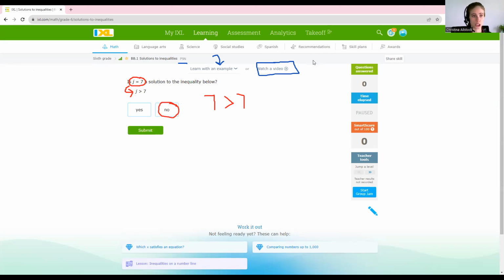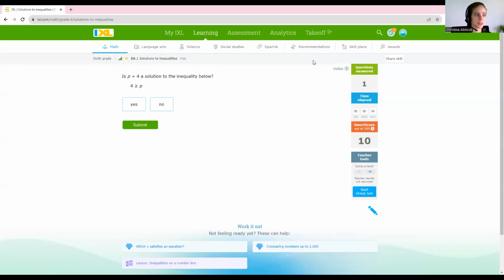It does not work. All right, let's try this one. Is P equals 4 a solution to the inequality below?